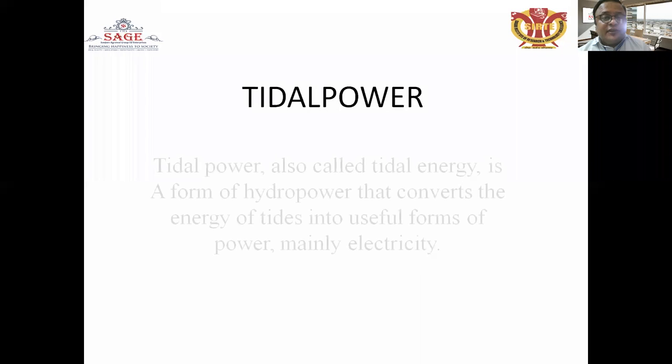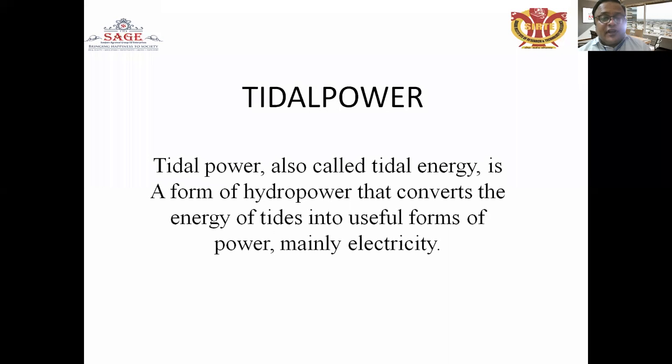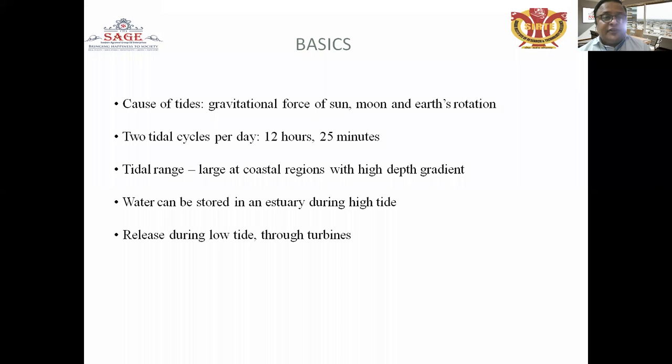Tidal energy is another part. Also called tidal power, it is a form of hydropower that converts the energy of the tides into useful power, namely electricity. The causes of tides are the gravitational force of the sun, moon, and the earth's rotation.